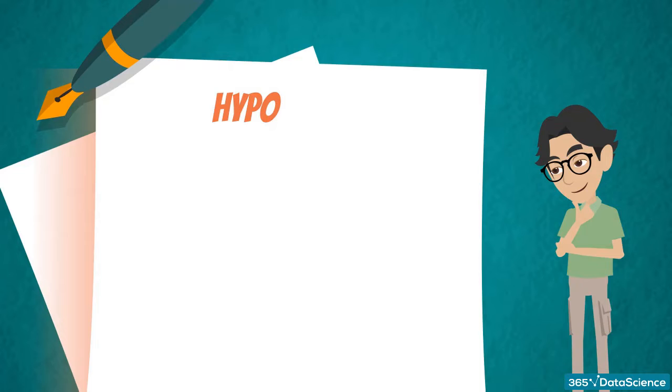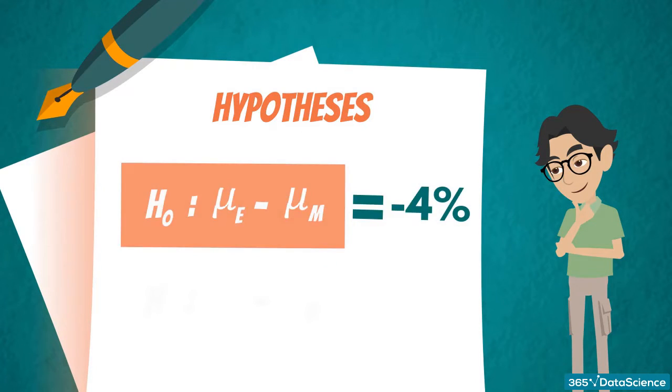Let's state the two hypotheses. H0 is the difference between the means of the two populations is minus 4. By the way, notice that I can make H0 engineering minus management and get a negative difference. Or, I can make H0 management minus engineering and get a positive difference. Either way works. Just so we can see as many different situations as possible, I will keep the difference negative.